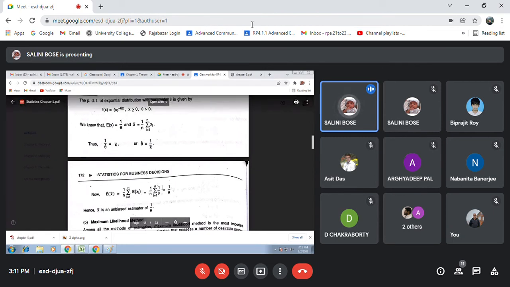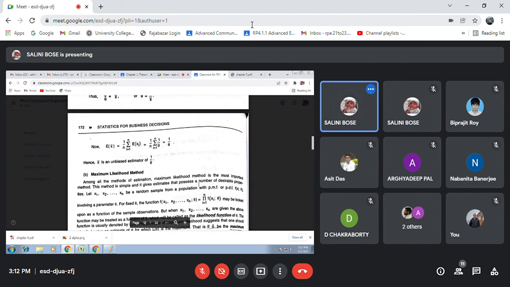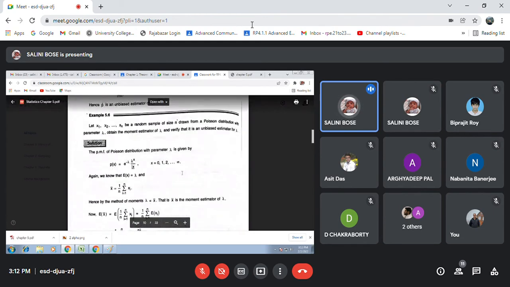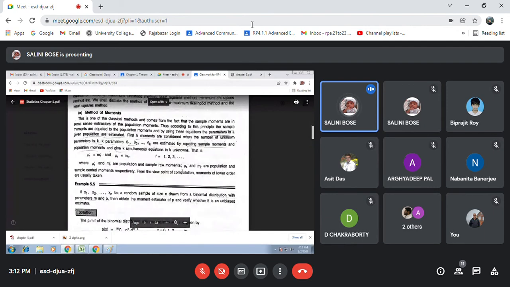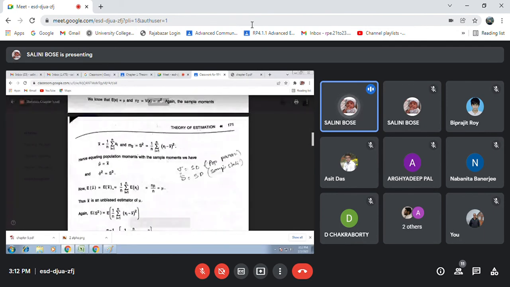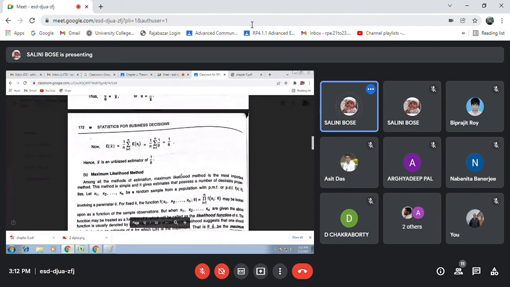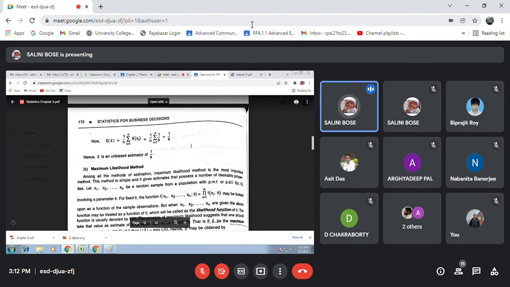That formula you can follow, because this is 1 by theta, the parameter. So we can say x bar is an unbiased estimator of 1 by theta. This is the way to get estimates in the method of moments, where you can estimate the parameters.